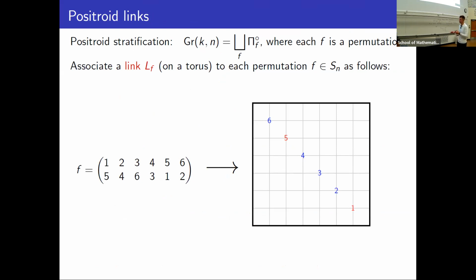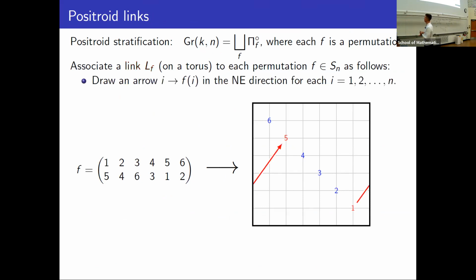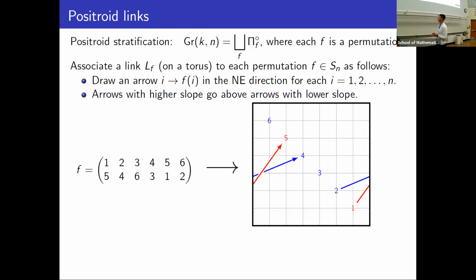Because the torus embeds into three-dimensional space. So I'm just going to draw a link diagram on the torus. And here's a completely random permutation without fixed points. Let me try to draw the diagram. 1 goes to 5 means that I draw an arrow from 1 to 5. So all my arrows point in the northeast direction. 1 goes to 5 and 2 goes to 4.